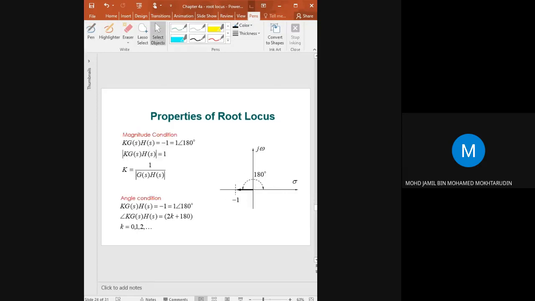So the magnitude condition for KGH is always equal to 1. So you get the gain K equals 1 over the magnitude of GH. And for the angle, the angle of KGH is always (2k plus 1) times 180 degrees.